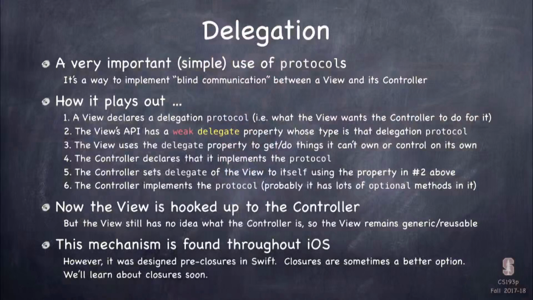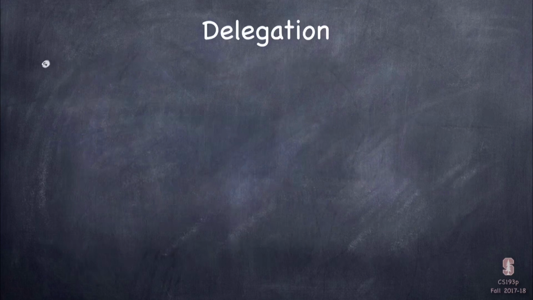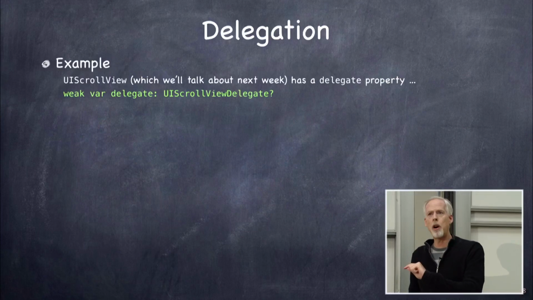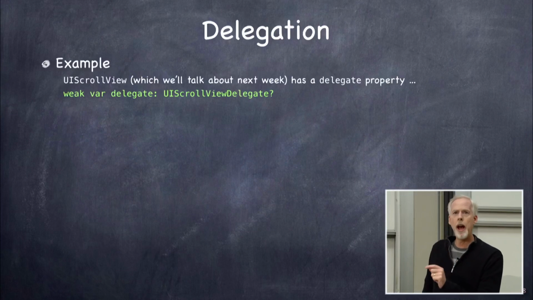Okay? Yeah, you find this delegation everywhere in iOS. It was designed in Objective-C world. In Swift, we have closures, which I'm going to talk about later in this lecture. And you could use closures for some of this stuff. But even with closures, delegation is a pretty cool way to do this, to have this blind communication. All right, so let's look at the example of UI scroll view. So this is what the var that the scroll view would have in itself. Okay, this is a scroll view var.